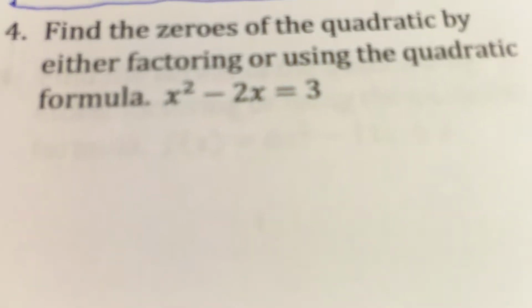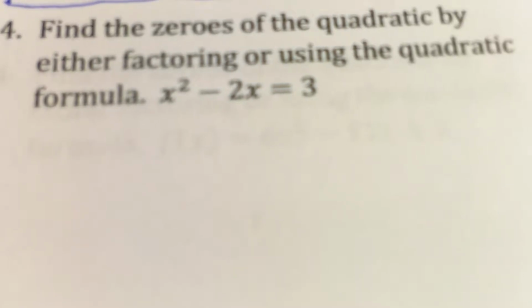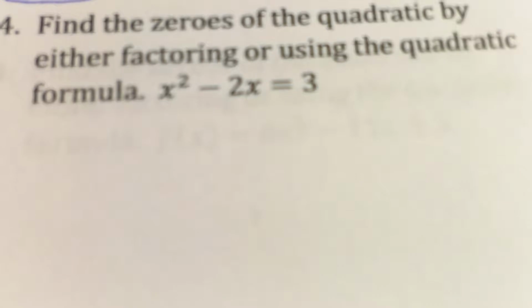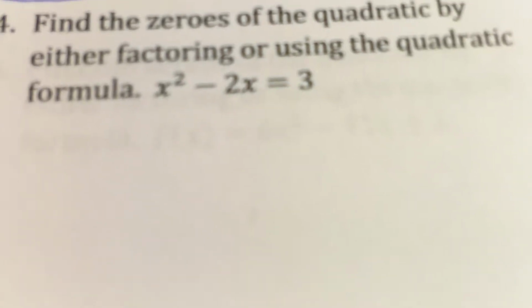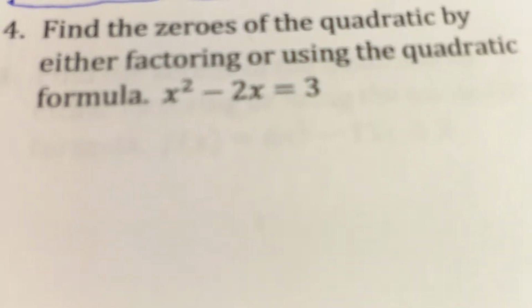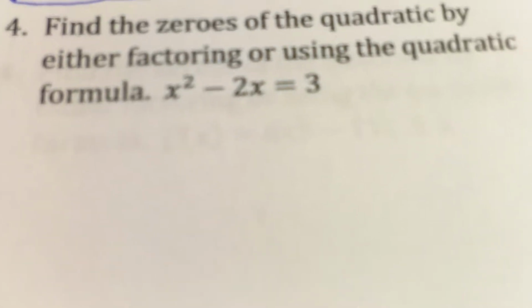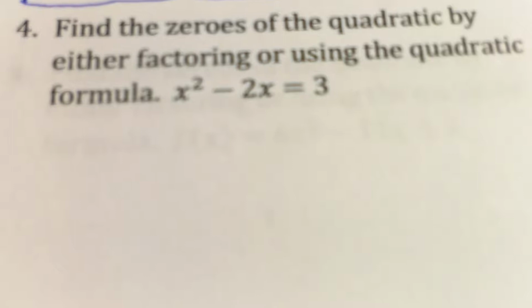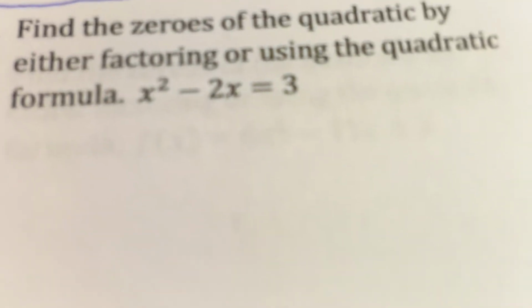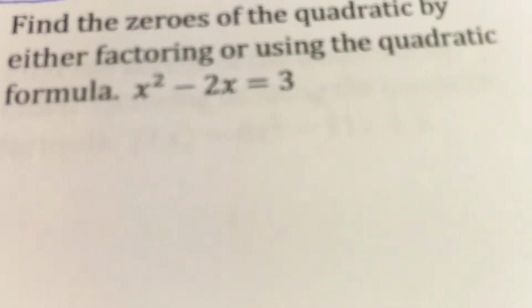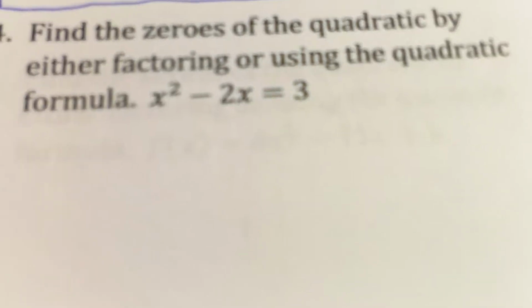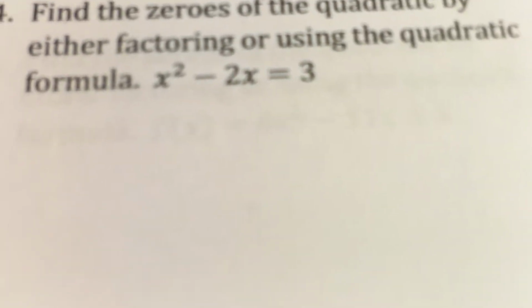Alright guys, now we're going to do question 4, and it says find the zeros of the quadratic by either factoring or using the quadratic formula. Well, let's first see if it can be factorable. If not, we're going to have to use the quadratic formula. So for factoring, remember it has to equal 0 all the time. Also for the quadratic formula, it has to equal 0. So we need to make it equal to 0.